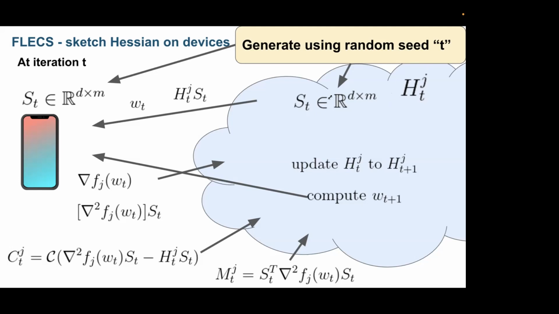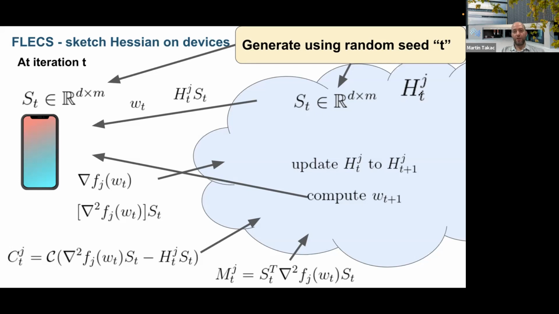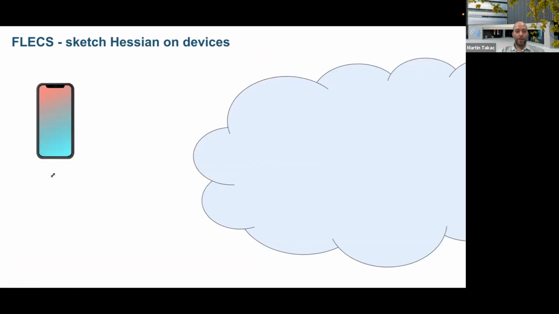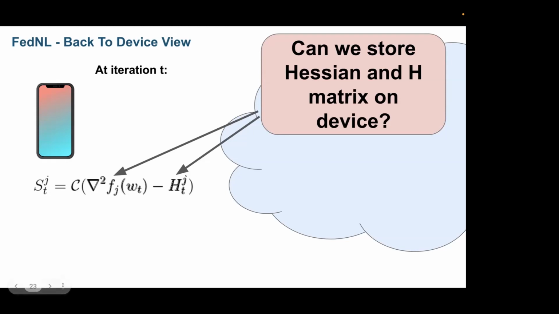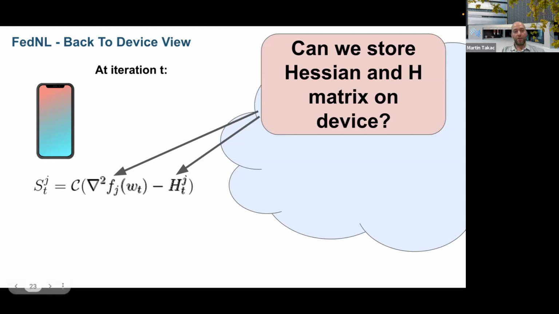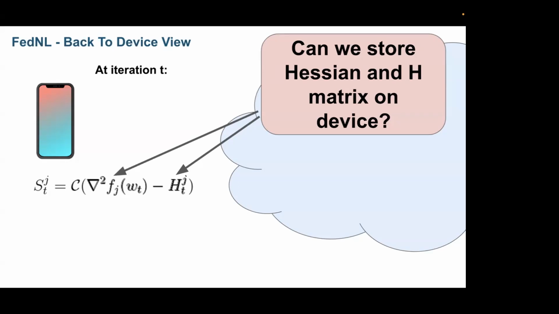Before, for FedNL, this H_j^t was stored on the devices, right? And also for FedNL, what we did, we computed on device the Hessian. You also had on device this H_j^t, and you had it on the device. You compute the difference, and then you use some compression. Basically, as was said before, maybe top-K, only from the upper triangular matrix. I don't care, right? But this was done before.